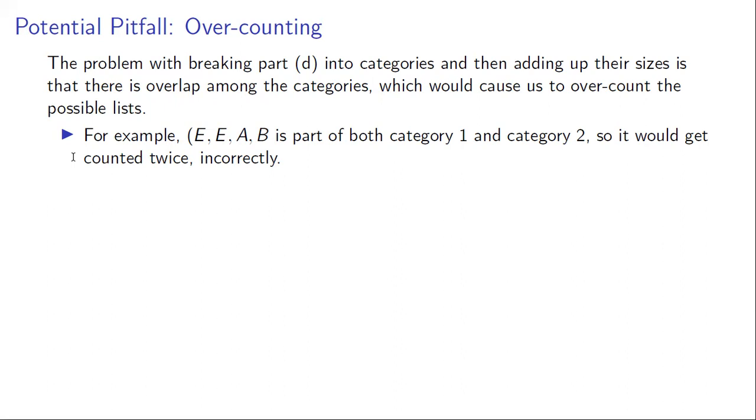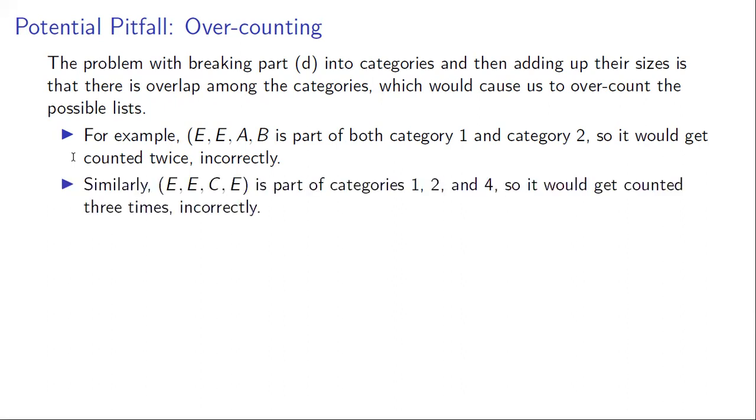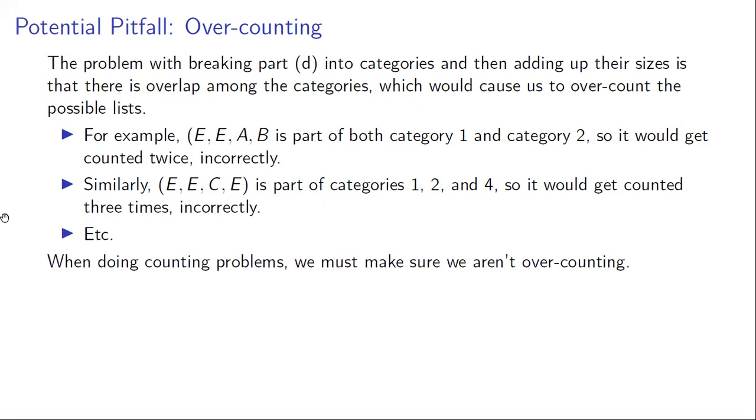According to the pitfall that we might have fallen into, it's part of categories 1 and 2, so it would get counted twice incorrectly. Similarly, the list EECE is part of categories 1, 2, and 4, so it would get counted 3 times incorrectly, etc. You can come up with other examples of lists that would be part of multiple categories and therefore get counted multiple times incorrectly. So the point is, when doing counting problems, we must make sure that we aren't overcounting.